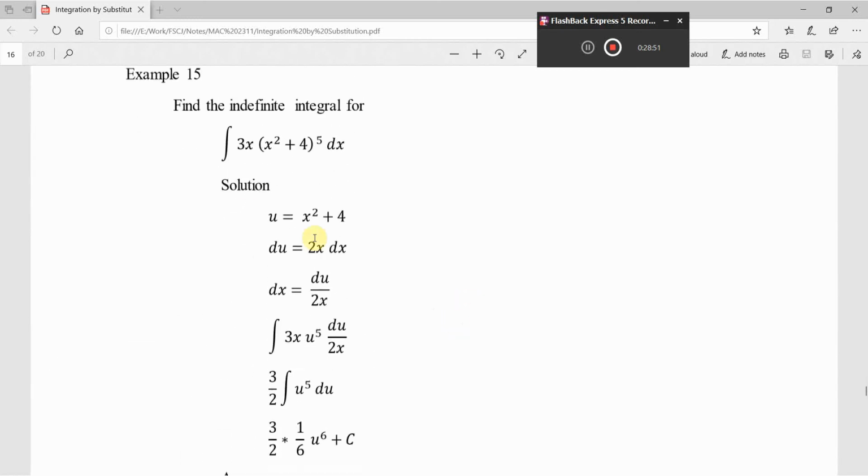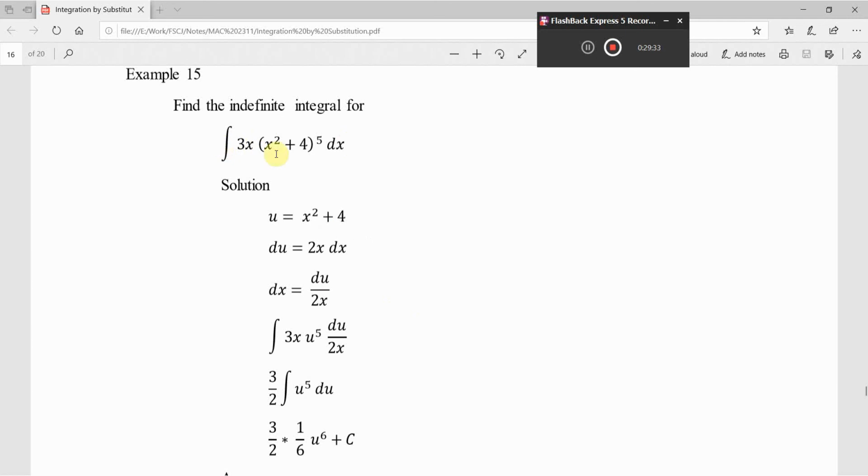Alright, let's take a look at number 15. Find the indefinite integral for the following. So I have the integral of 3x times x squared plus 4, all in parentheses, raised to the 5th power, dx. Alright, so I'm going to let u equal x squared plus 4. That was the algebraic expression inside my grouping symbol. du is going to equal 2x dx, which gives me dx is equal to du over 2x.